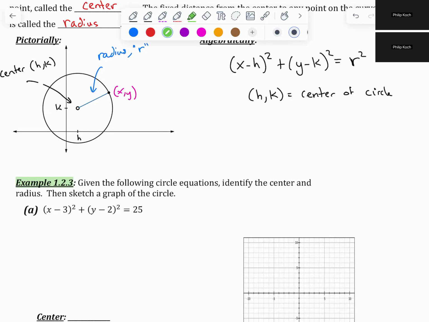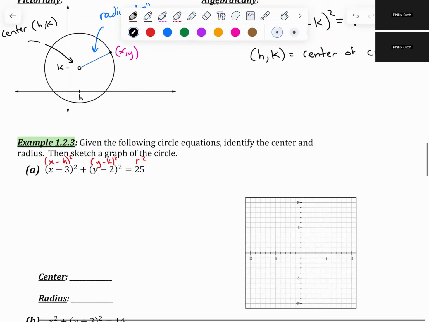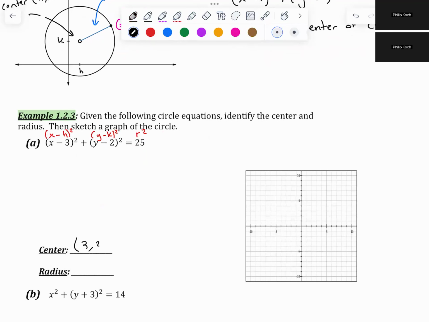So what's the center? Is the center negative 3 comma negative 2, or is the center 3 comma 2? 3 comma 2. So the formula is x minus h quantity squared and y minus k quantity squared is equal to r squared. So the center is 3 comma 2. It's already in the format, already in minus h and minus k. So the h value is just going to be 3 and the k value is going to be 2.